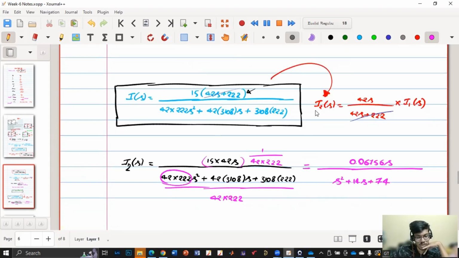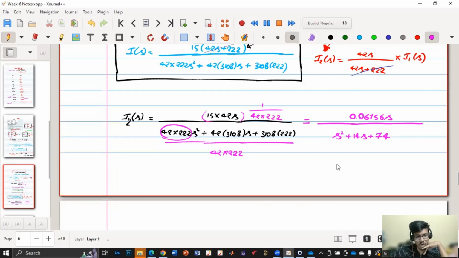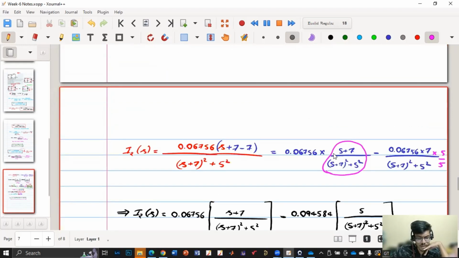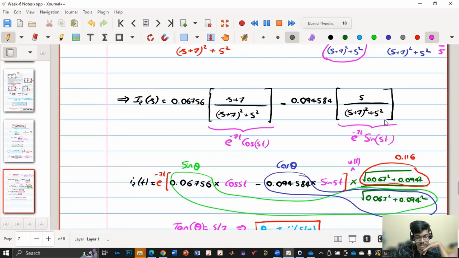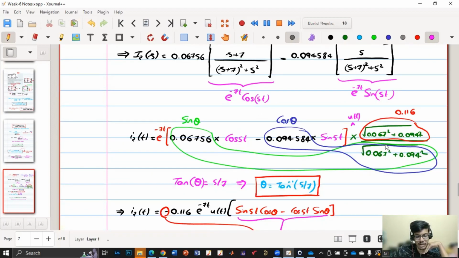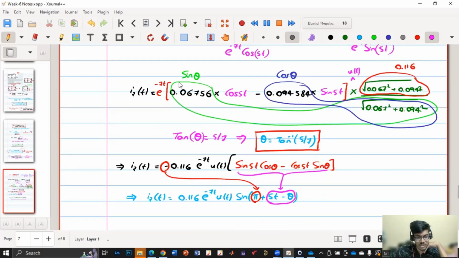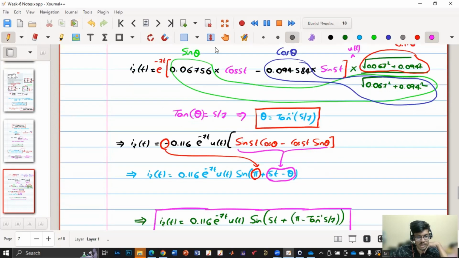Whereas in the case of I2 of t, I realized it is in the cos term because s is in the numerator. Then I obtained two separate terms. These correspond to the exponential terms, whereas these constants are unknown. So I multiplied by the square root of a square plus b square and divided by the same term, so that I can get cos theta and sin theta, where tan theta is this term by this term, and theta I got as tan inverse 5/7.